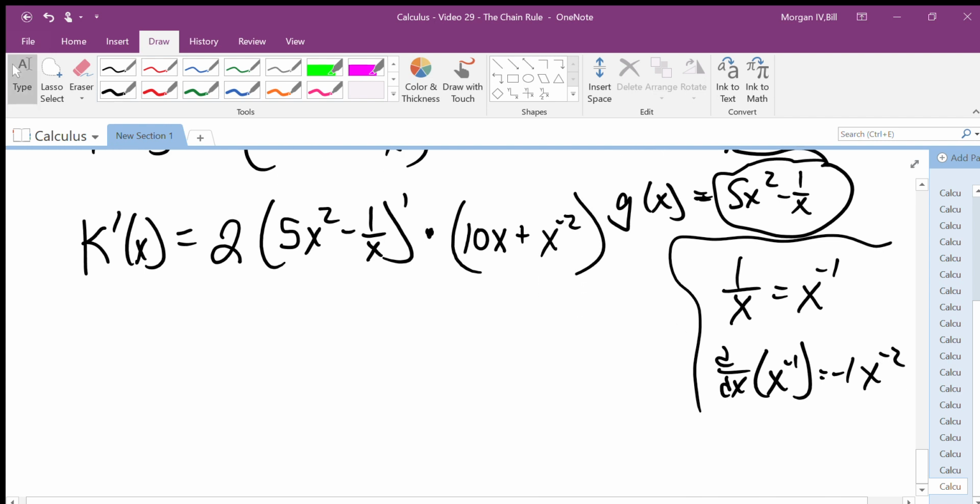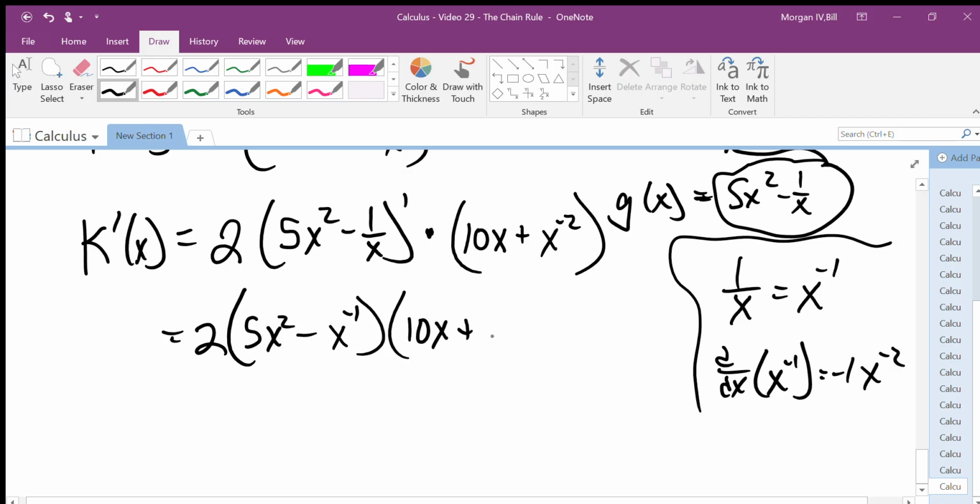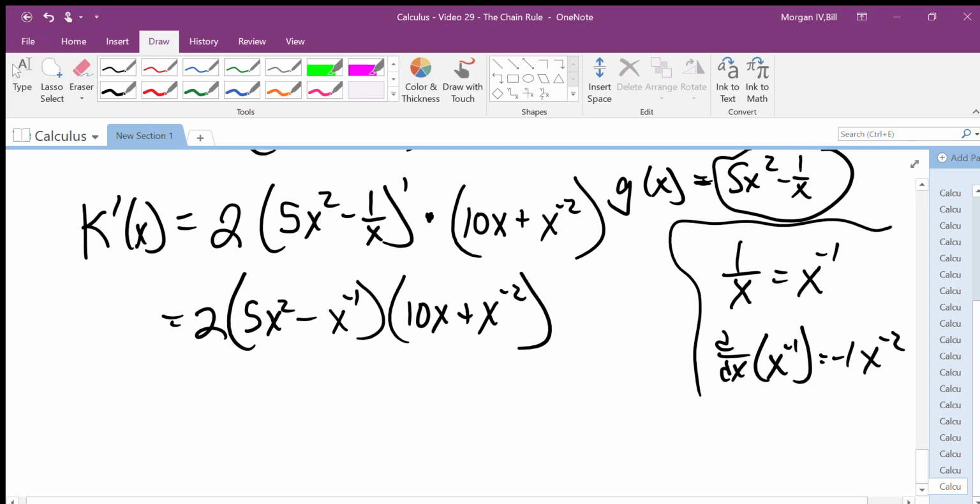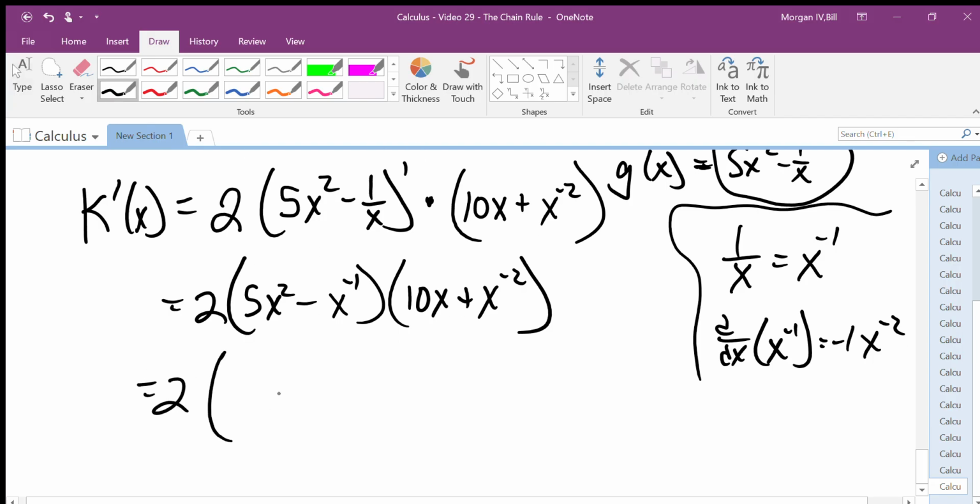Or let's see, this would be 2 times 5x squared. First off, I want to rewrite that as x to the negative 1. Yeah, let's do this. Let's do x to the negative 1 times 10x plus x to the negative 2. And let's go ahead and FOIL that out to distribute those two terms here. So my 2 is just going to hang out. 5x squared times 10x is 50x cubed. 5x squared times x to the negative 2.